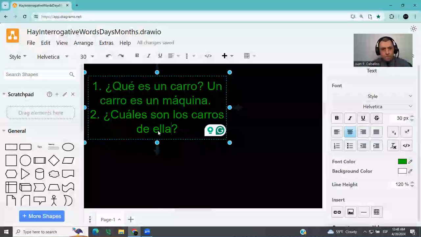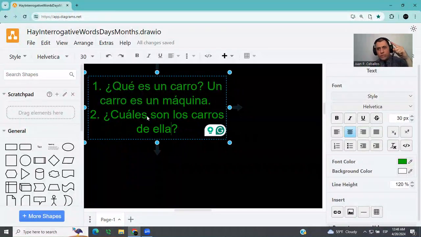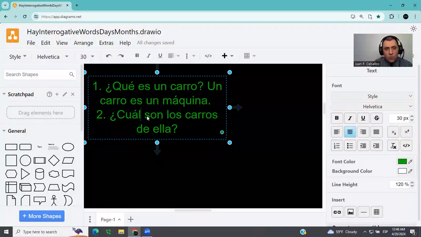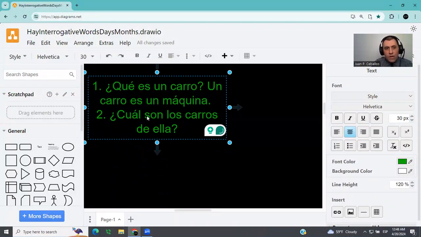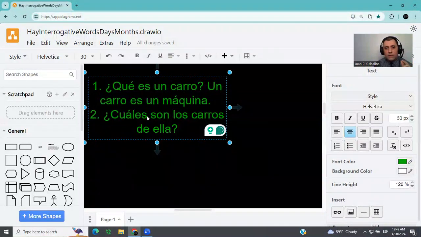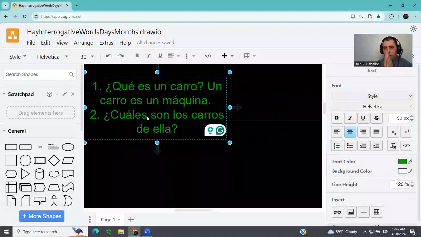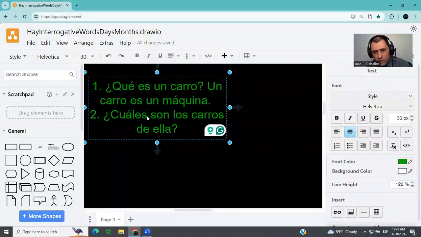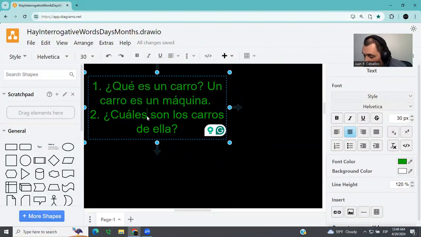Okay. So you notice that which in English doesn't change, but in Spanish it changes. You cannot say cuál son. You have to say cuáles son. That's the plural form. And this is third person plural because carros is a thing, and we're talking about the cars. It's like I'm asking you about the cars. So it's third person plural. ¿Cuáles son los carros de ella? The next one would be.